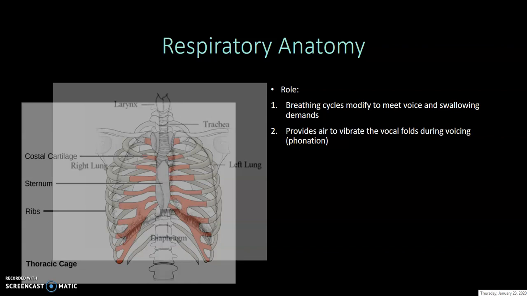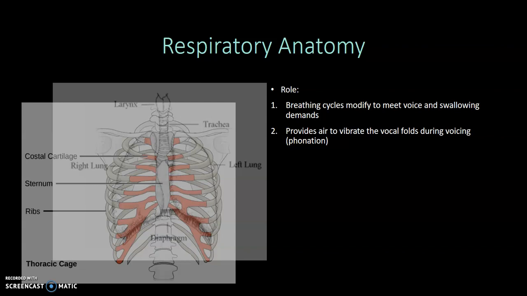The respiratory anatomy is responsible for the breathing cycles so that we can have gas exchange to help support the cells of our body. For communication, our breathing cycles modify to meet our voicing demands. So it provides the air to vibrate the vocal folds during voicing, which we'll talk about in detail in the phonatory section, but it also modifies during swallowing.